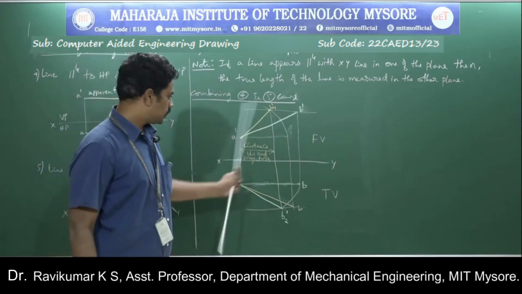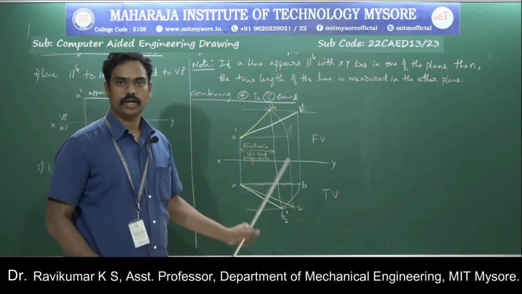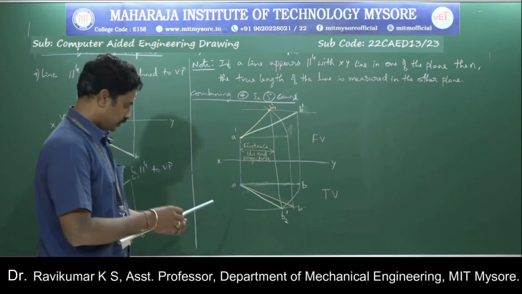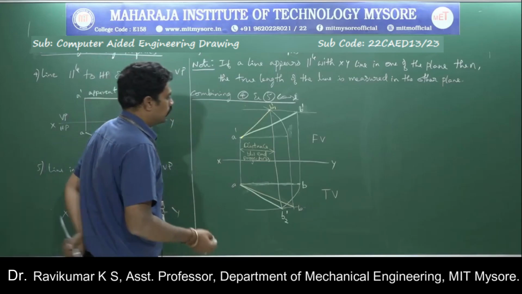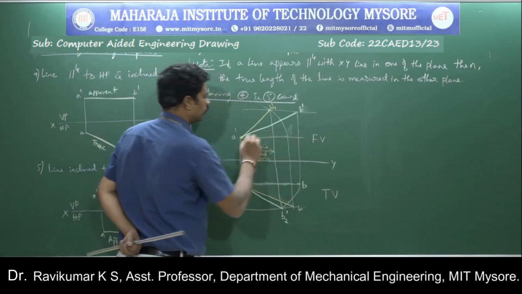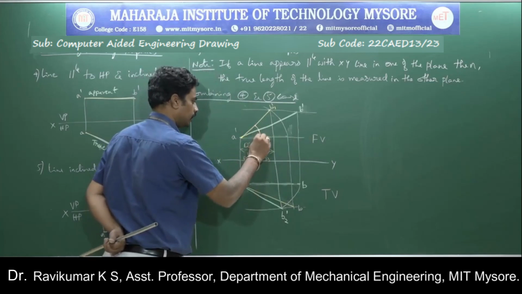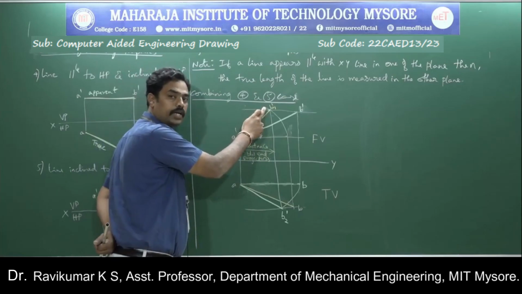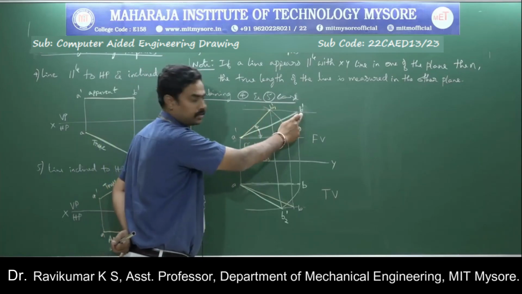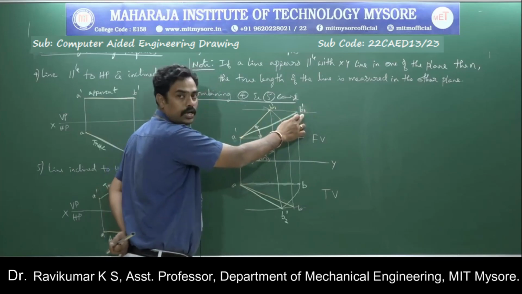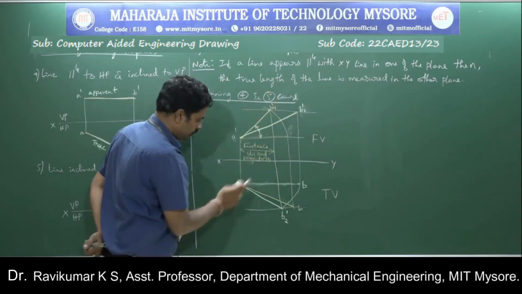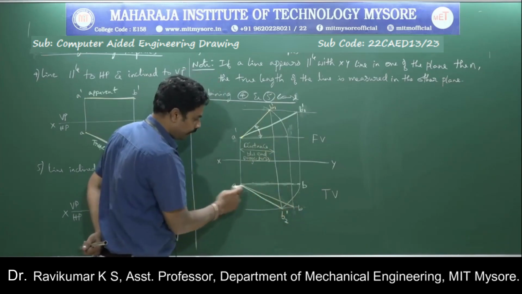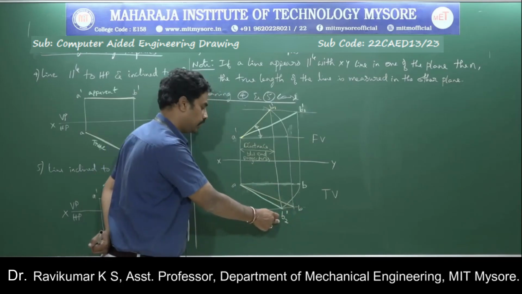Okay. So this is the complete solution. You will arrive at the solution something like this once you solve the problem. This is just the introduction. So if you write the angles now, A dash B1 dash is the apparent length in the front view, A dash B dash or B1 dash, A dash B1 dash is the true length in the front view. Similarly, AB is the true length in the top view. A B2 dash is the apparent length in the top view.